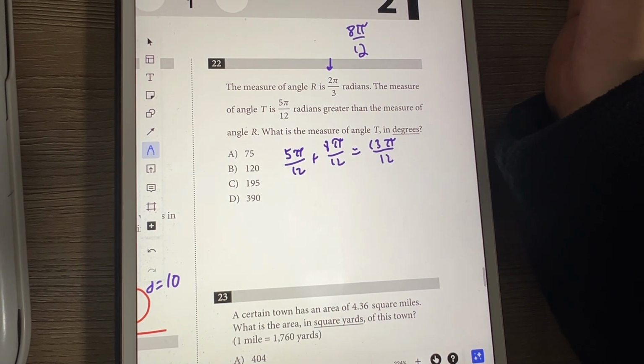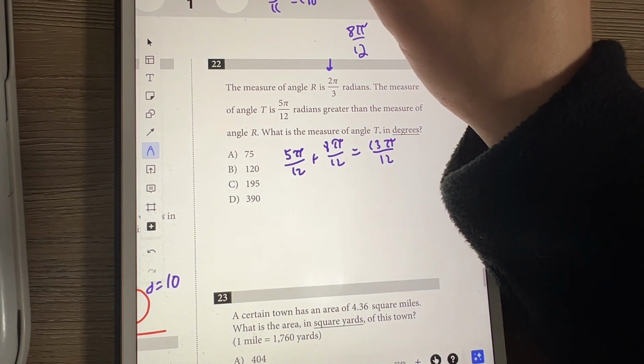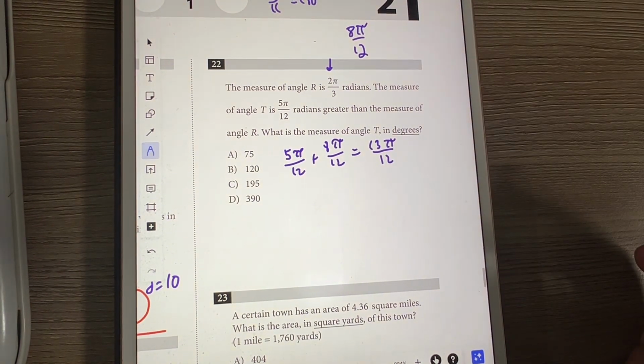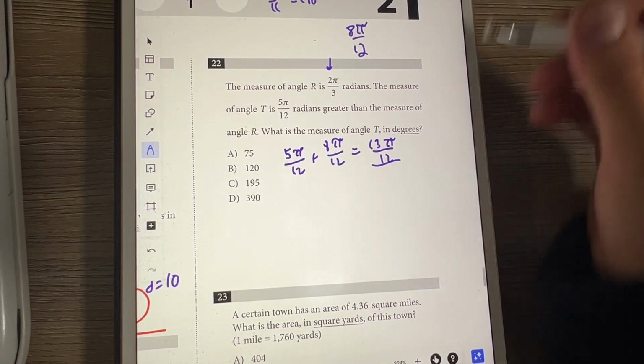Now, I know, and the reference sheet tells me this too, that there are 360 degrees in a circle and 2 pi radians. So pi radians is equal to 180 degrees. We're really close here. To convert from radians to degrees, we're going to multiply by 180 over pi.